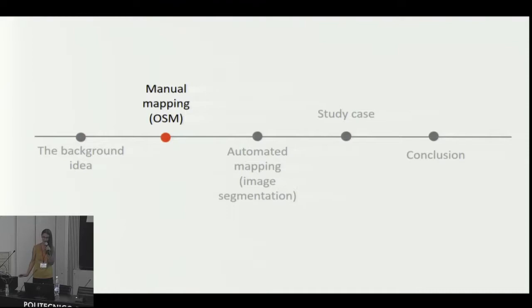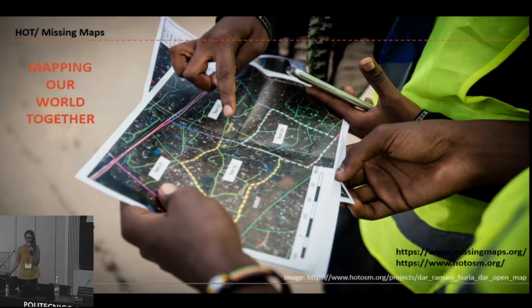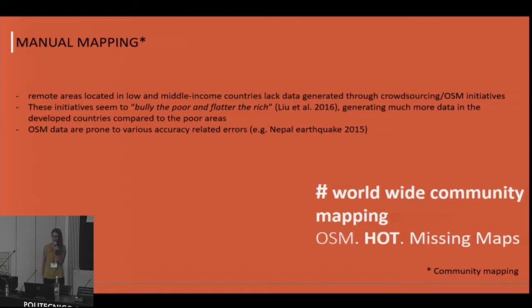I'm supporting OpenStreetMap, and I think it's the best data we can use now after 3 years of PhD. And I just want to let you know why they say in an academic university background that OpenStreetMap data is not good. Of course, they talk about HOT mapping. They said this about the manual mapping: that remote areas located in low and middle income countries lack data generated by OpenStreetMap initiatives, or they are just in very rich countries and not in the poor countries. And also that OpenStreetMap data are prone to various accuracy-related errors.